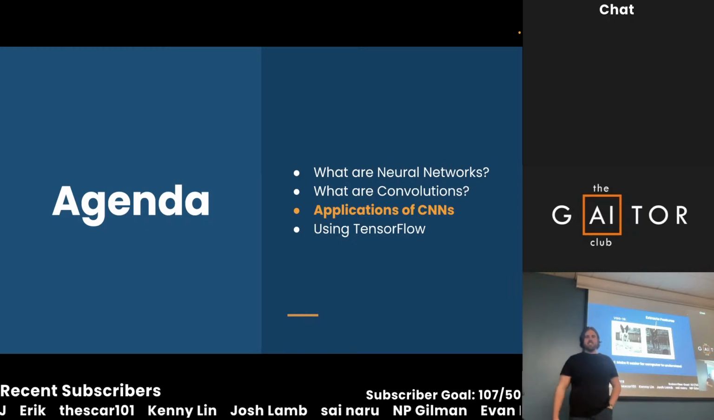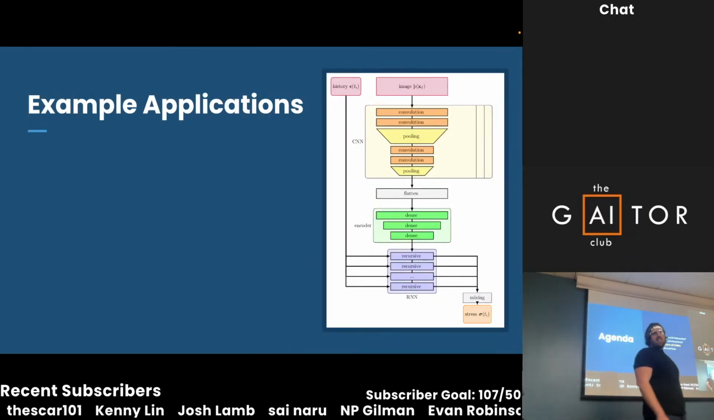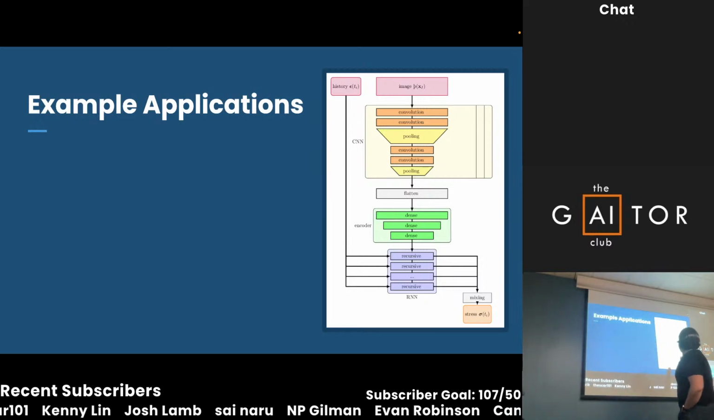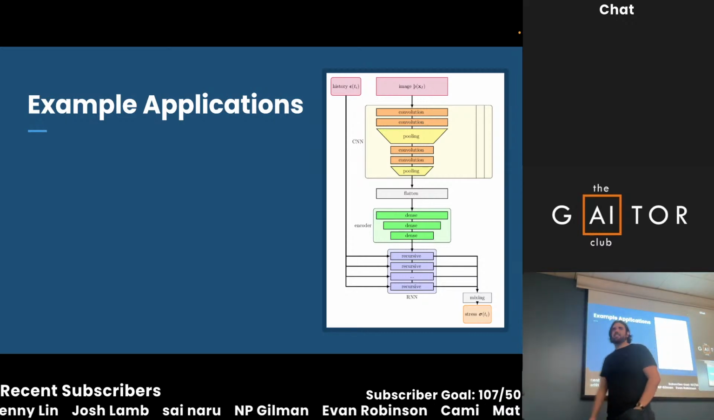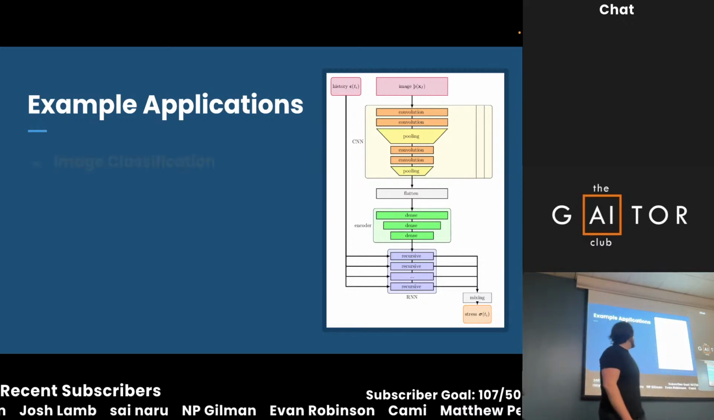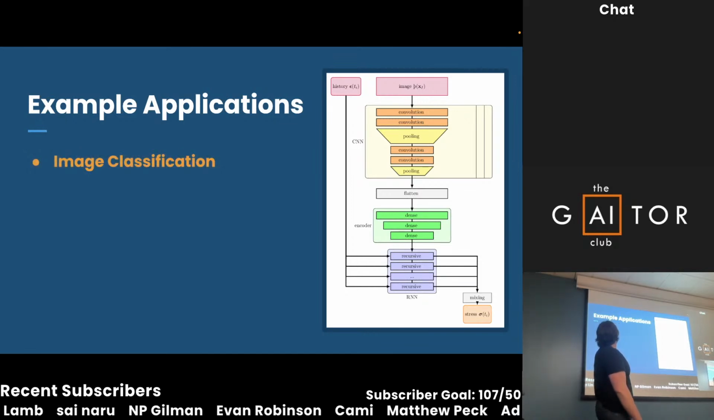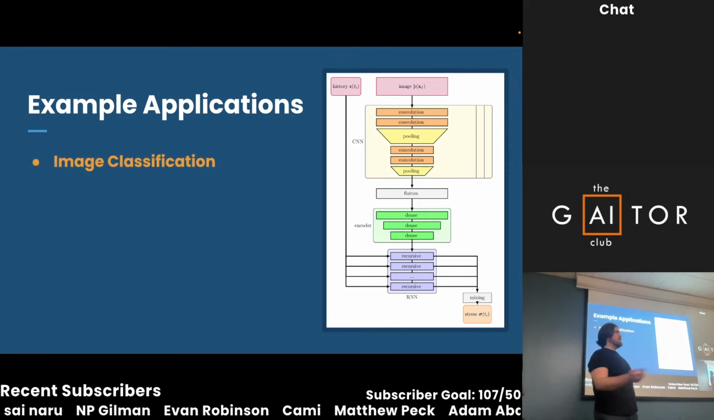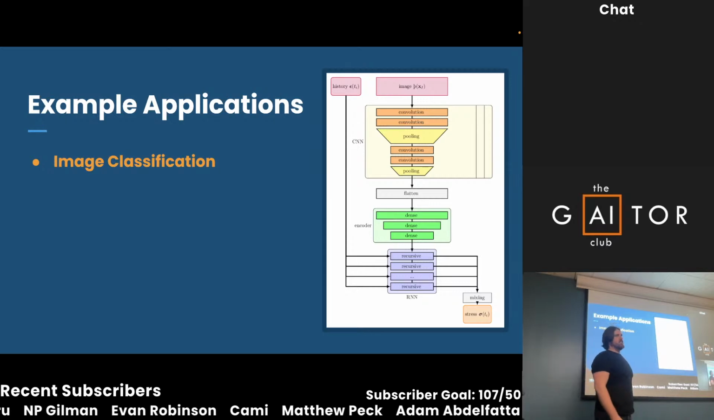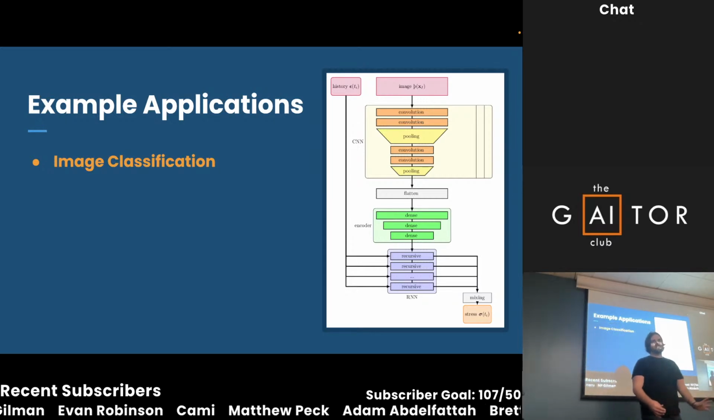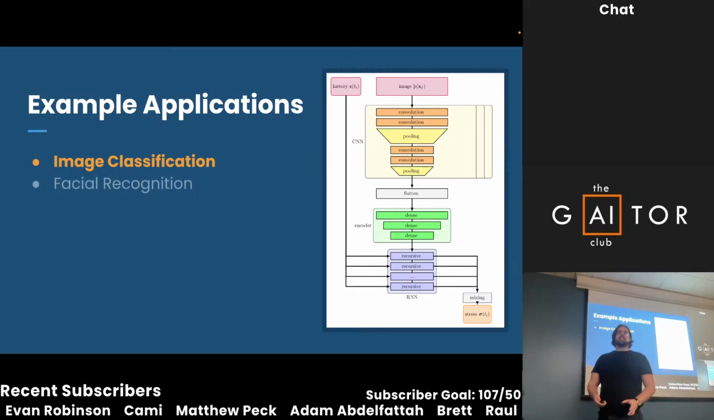So here are some applications of CNNs. This is an example of a typical CNN. Literally means nothing, I just thought it looked cool. Today we're doing image classification, which is the number one use for convolutions.